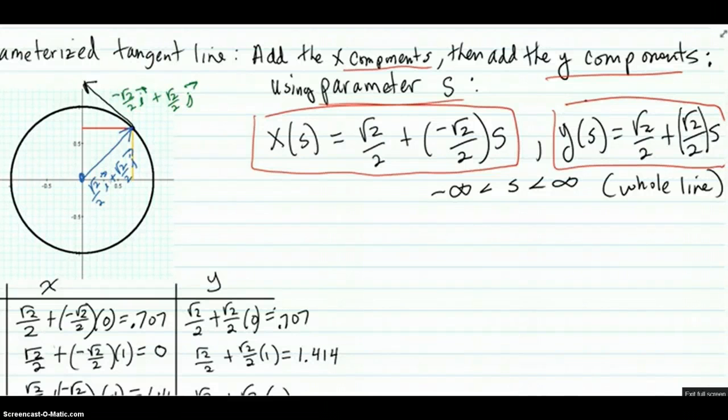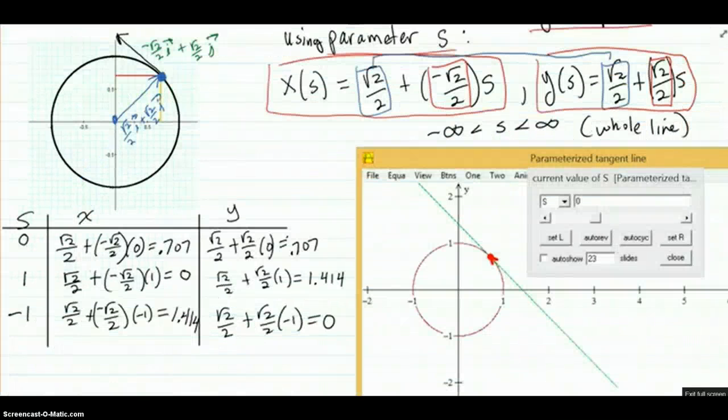Notice that the original point that you have is here, square root of 2 over 2, square root of 2 over 2. That's this point right here. That's your starting point. And then the velocity vector, which is headed off over here, has negative square root of 2 over 2, square root of 2 over 2, and then increments of that. So to see how those increments work, we have an animation here. Alright, so here's our animation.